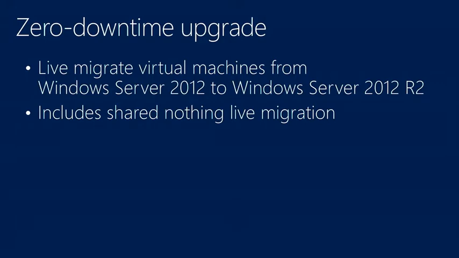So we now support cross-version live migration. So you can take a 2012 deployment, you can live migrate virtual machines from 2012 to 2012 R2. This includes shared nothing live migration. This includes cross-cluster live migration. So, if you have deployed 2012, if you're halfway through a 2012 deployment, it's fine. You'll be able to get to 2012 R2.